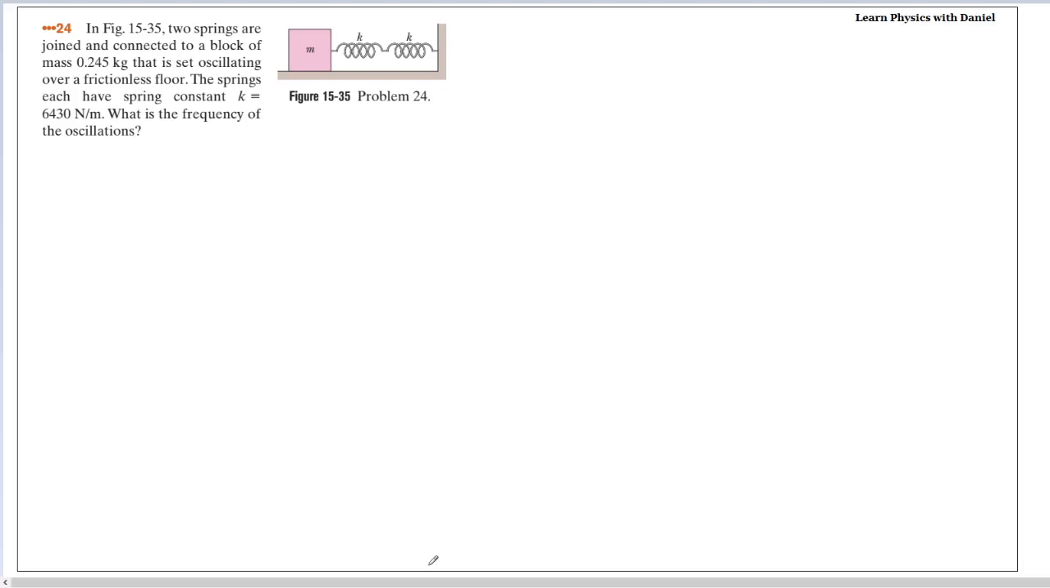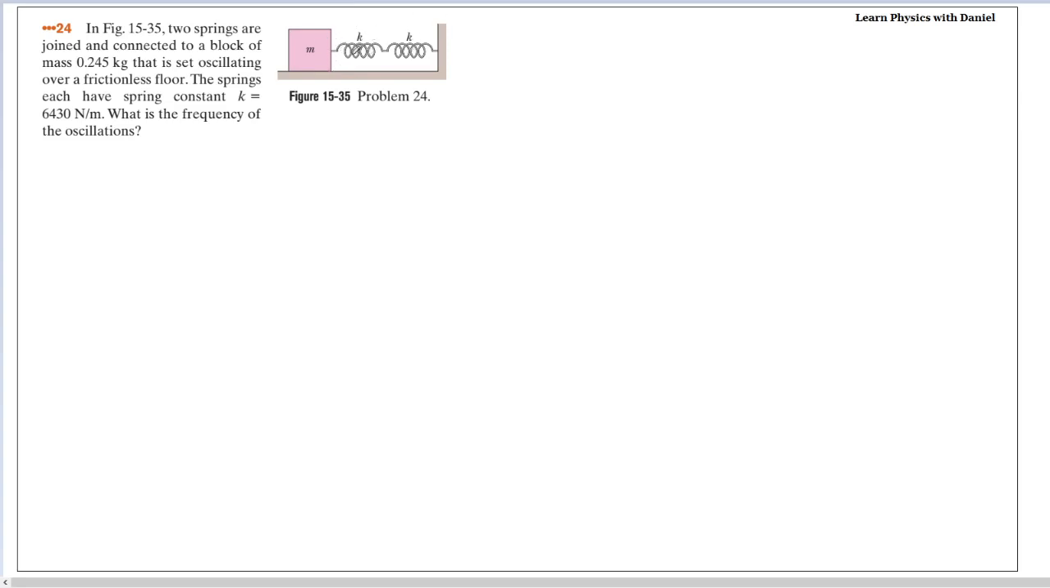So today we will be looking at problem number 24 in chapter 15, which covers oscillations. So let's look at our question. We have a block that's attached to two springs that are attached to each other, and each of these springs has spring constant K. This block is set oscillating, and we want the frequency of these oscillations.